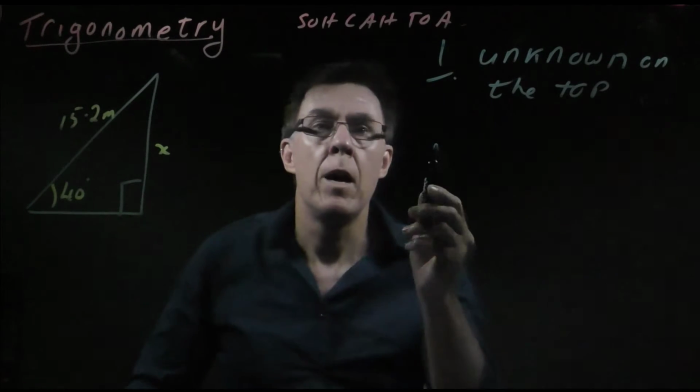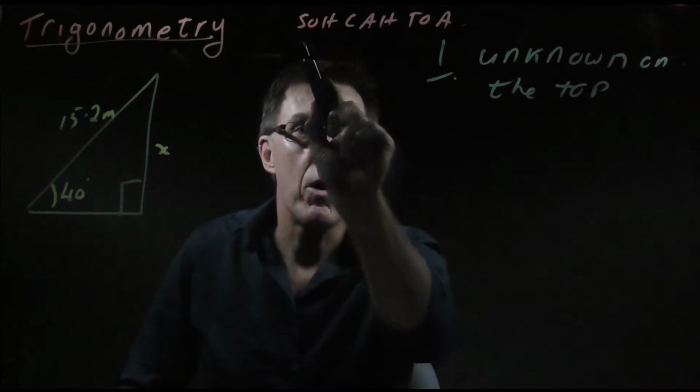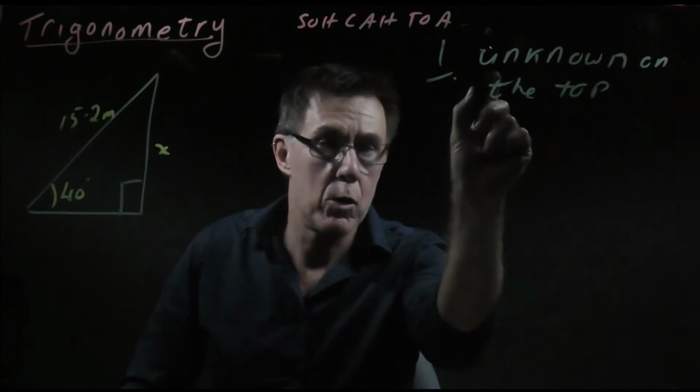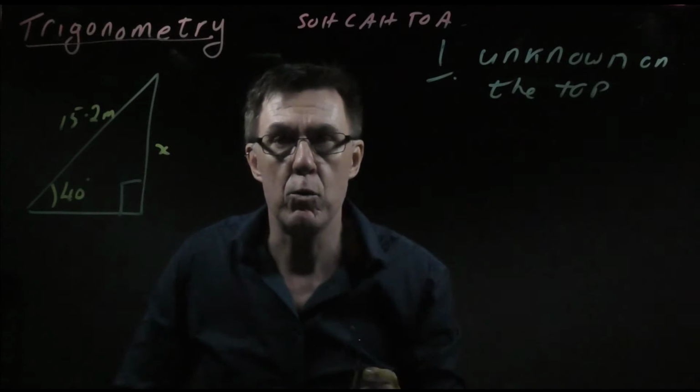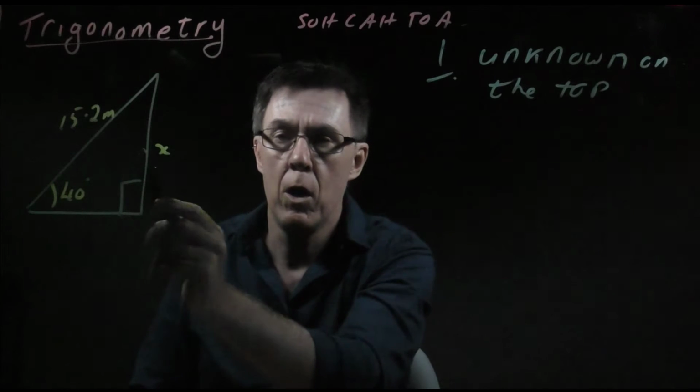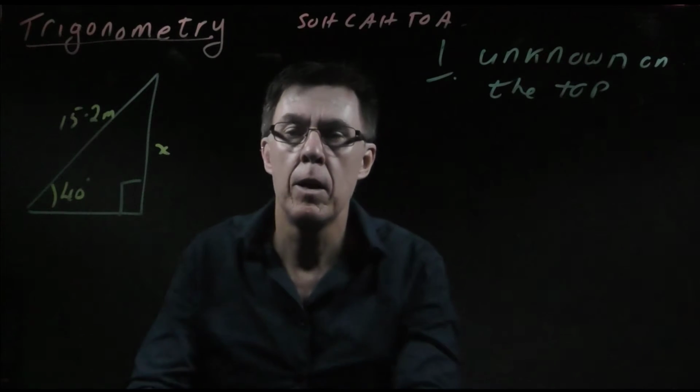Now let me see. So you can see, as I said in the last video, I always start by writing SOH CAH TOA across the top. And I use this now to work out whether I'm using sine or cos or tan to evaluate this triangle.